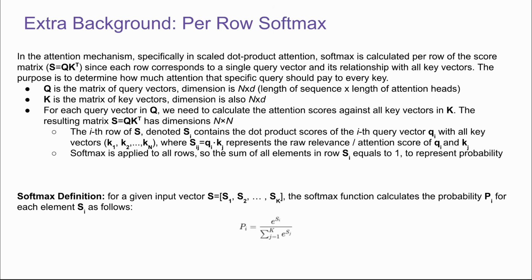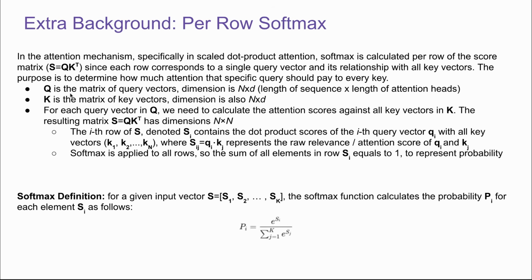In the attention mechanism, specifically in scaled dot product attention, softmax is calculated per row of the score matrix S, since each row corresponds to a single query vector and its relationship with all key vectors. The purpose is to determine how much attention that specific query should pay to every key.